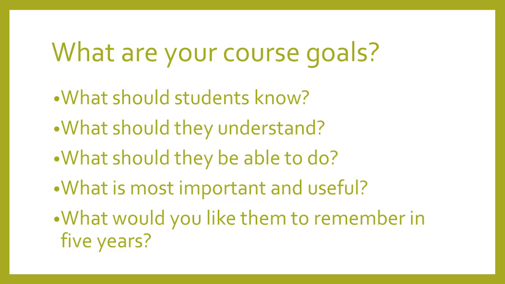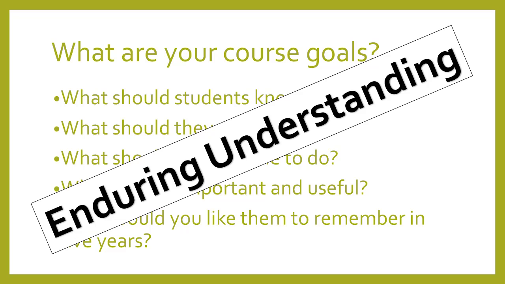Questions to ask to determine your course goals are: what should the student know? What should they understand? What should they be able to do? What is the most important and useful? What would you like them to remember in 5 years? Wiggins and McTighe called this enduring understanding. Answering these questions should form the basis of how we think about learning outcomes of our course.